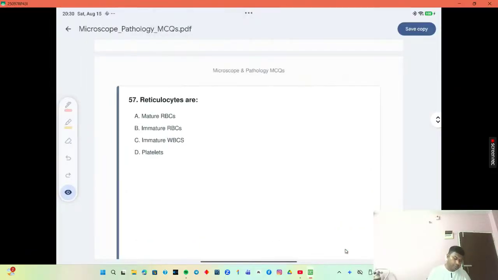So the next question is given as, what is the meaning of reticulocyte? So the reticulocytes are immature red blood cells. So what are reticulocytes? Reticulocytes are immature red blood cells. Okay, so what do you mean by reticulocytes? Reticulocytes are immature red blood cells. I think you are finding this question very much interesting.